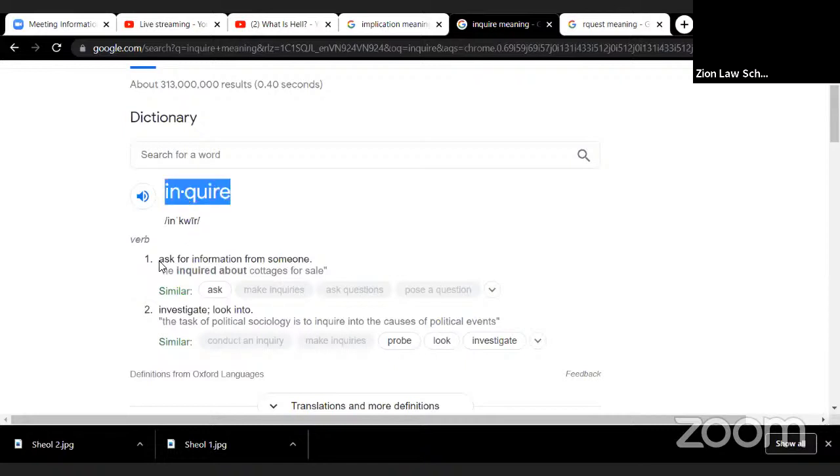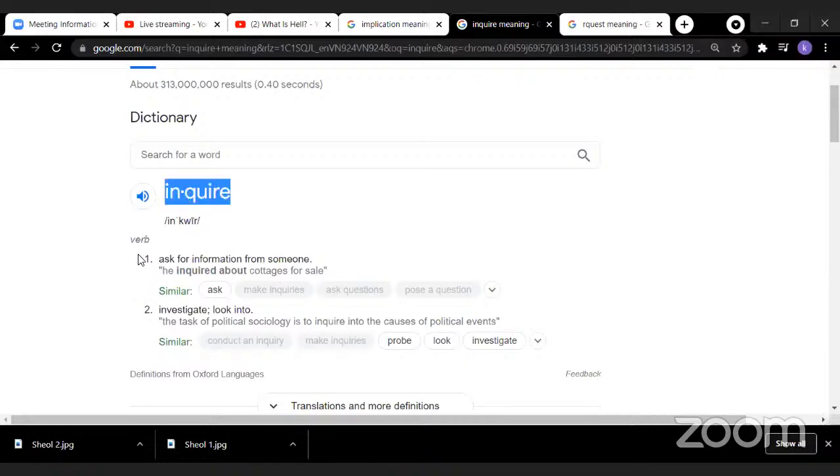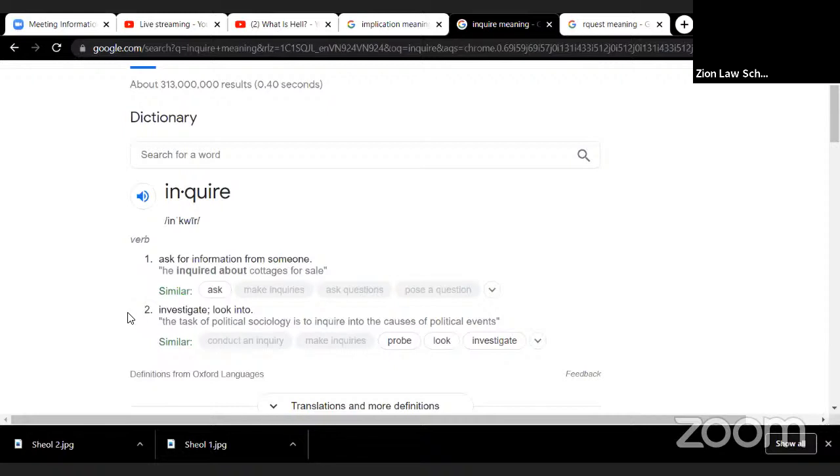Inquire, verb. Ask for information from someone. He inquired about cottages for sale. Similar: ask. Number two, investigate, look into. The task. Okay, excellent. Now here's what it says in Strong's number 7592.